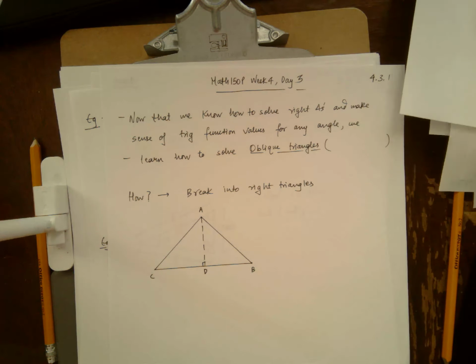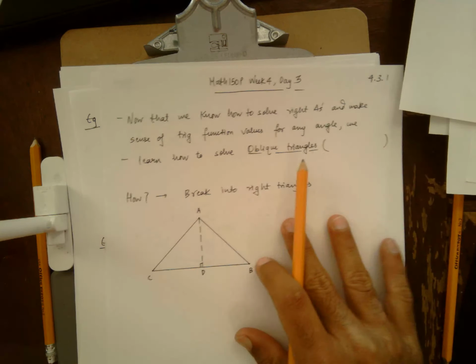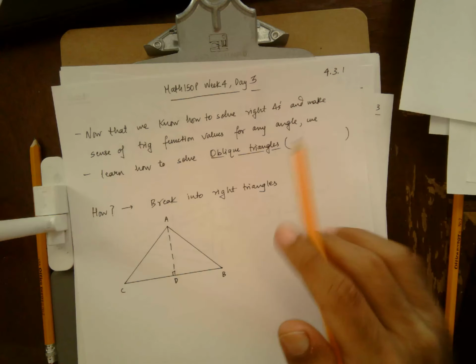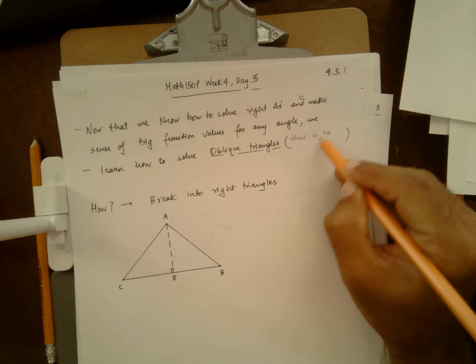So, recapping what we have so far, we are very good with solving right triangles now. We can pretty much figure out a bunch of stuff by constructing our own right triangles. We also know how to make sense of trig functions for any angle. Now, the obvious next question to ask is, well, what if I don't have a right triangle? Those kinds of triangles are called oblique triangles. That means there is no right angle.